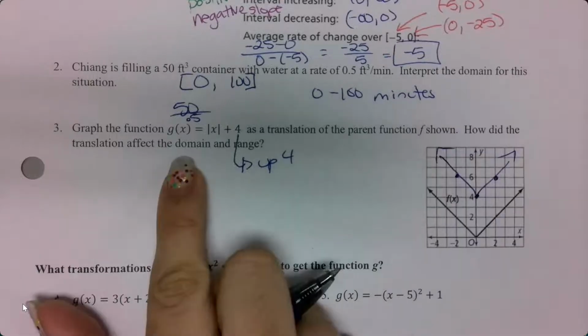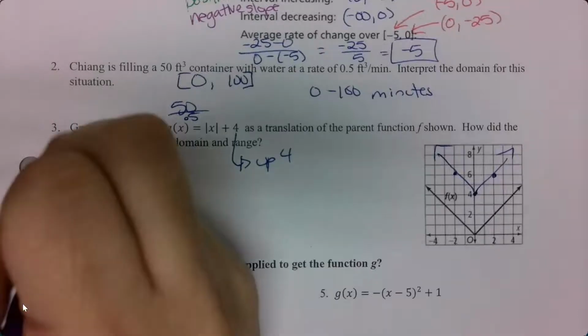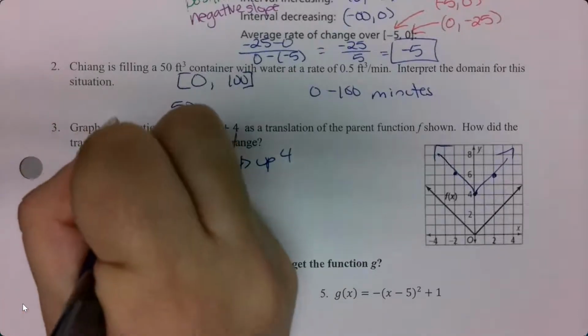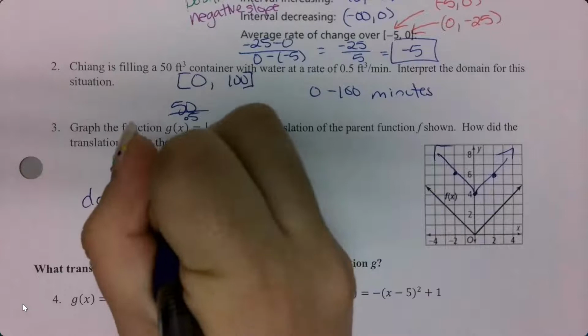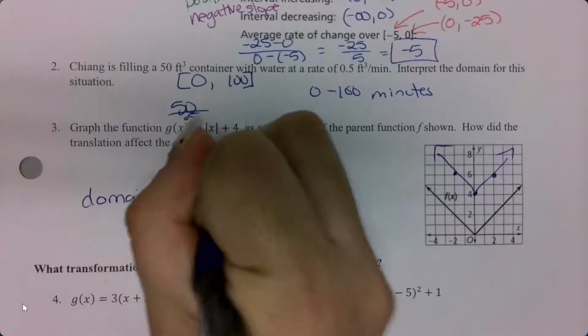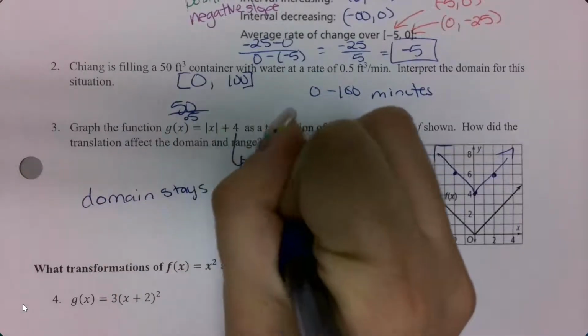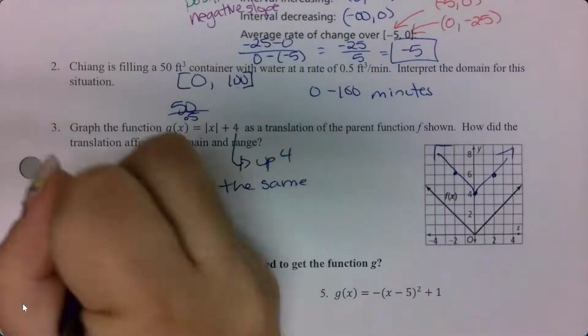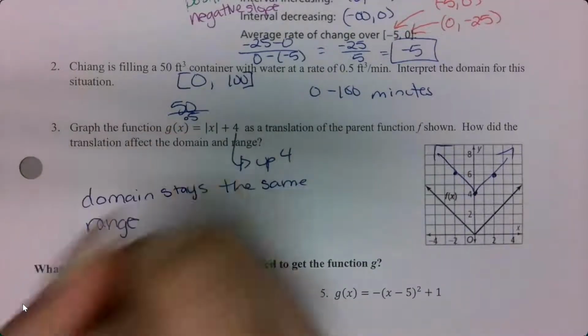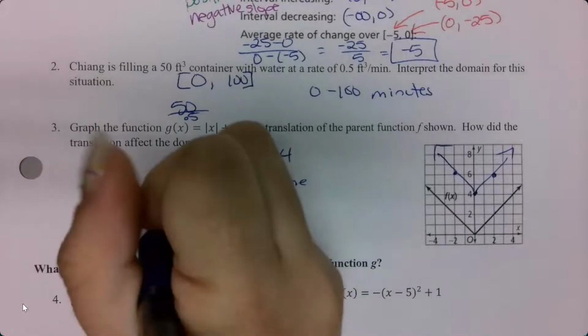Okay. This one is asking how it affects domain and range. So my domain, it's still going left and right forever, stays the same. And my range is shifted up 4.